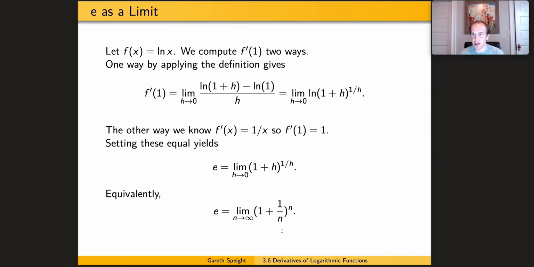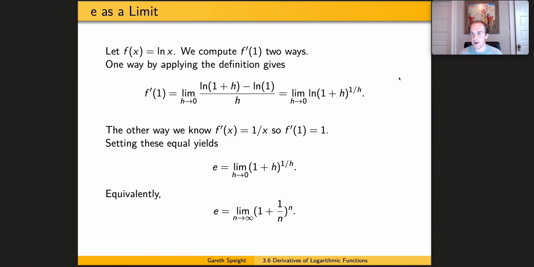And here it makes it a little bit clearer what the trade-off was that we were talking about. On the inside, we have something a little bit bigger than 1, but on the outside, the power is getting larger and larger. What happens? Well, it depends on how large things are getting. In this case, the limit is e. So this is quite a famous limit, worth knowing.